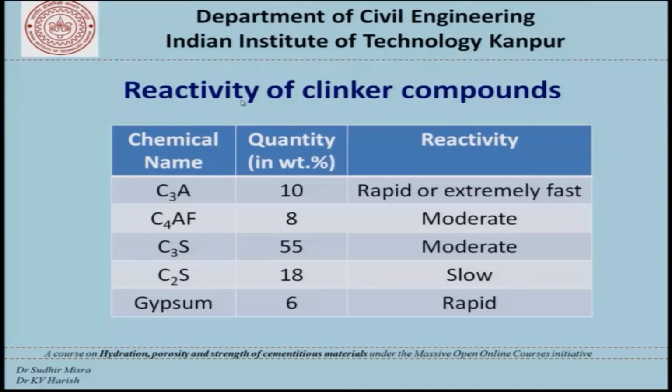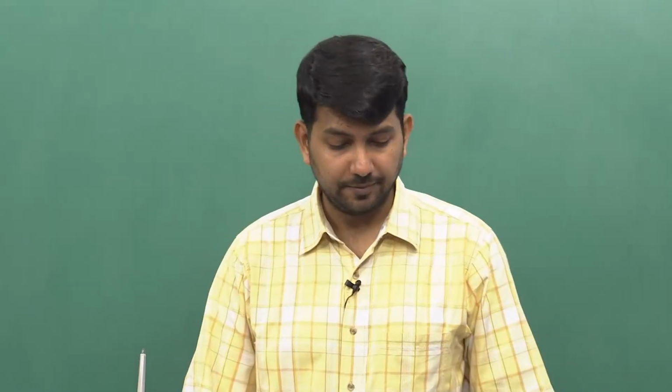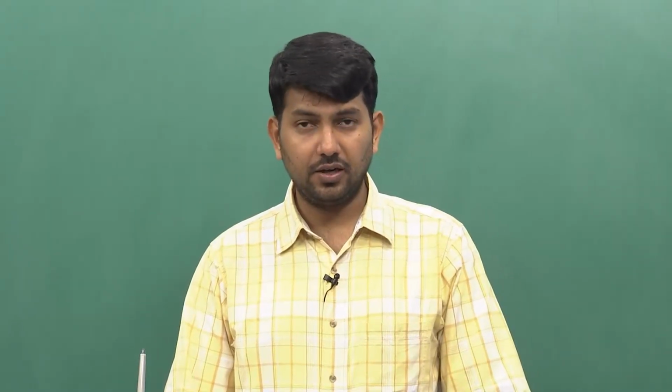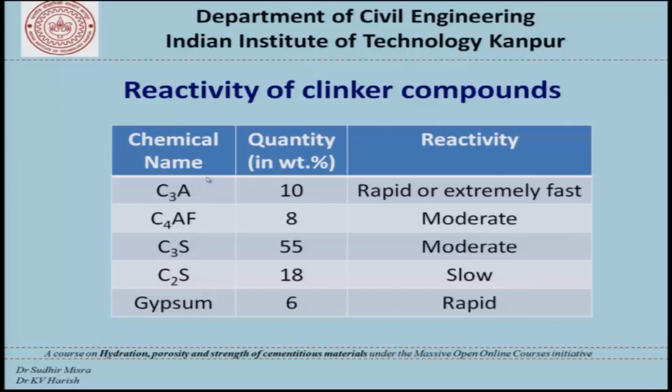Now in general we should also know, under the reactivity of clinker compounds, which compound is more reactive and which compound is less reactive. So this table helps you in that. Here you find 3 columns. On the left side you have the compounds present in cement, in the middle column you have the quantities, and in the right column you have approximately the reactivity.